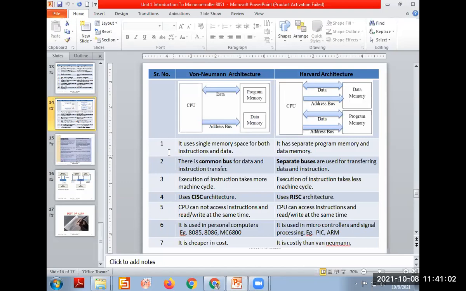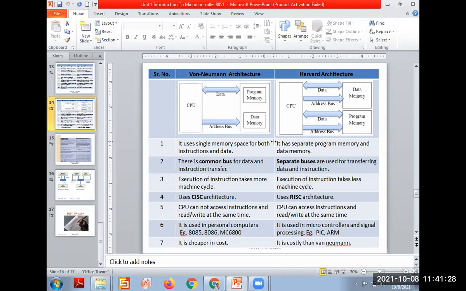Yes, sir. Okay. Second, as the diagram is shown, it is written in a single-word format only. It uses a single memory space for both instruction and data. Instruction memory is also called program memory, that is, what code we write with the instructions. And data means RAM memory. It means it uses a single memory space, a single IC, for both instruction as well as data memory.